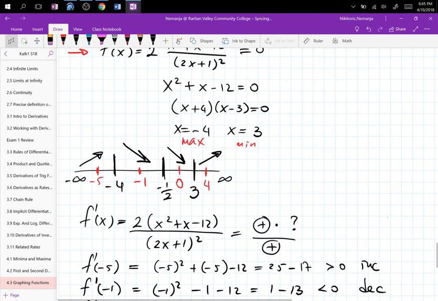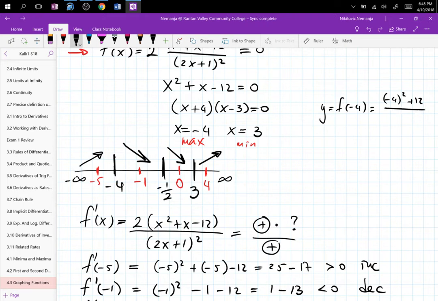Oh, I didn't compute the y values for these bad boys. Okay. So y is equal to f of negative 4. So go back to the original equation. To calculate y's, you always have to go back to the original equation. So f of negative 4 is 16 plus 12 is 28, divided by negative 7 is negative 4. So I have the max at negative 4, negative 4.